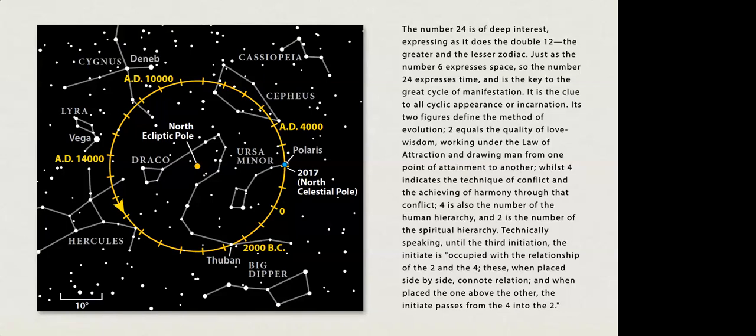4 is also the number of the human hierarchy, and 2 is the number of the spiritual hierarchy. Technically speaking, until the 3rd initiation, the initiate is occupied with a relationship of the 2 and the 4. These, when placed side by side, denote relation. And when placed the one above the other, the initiate passes from the 4 into the 2.